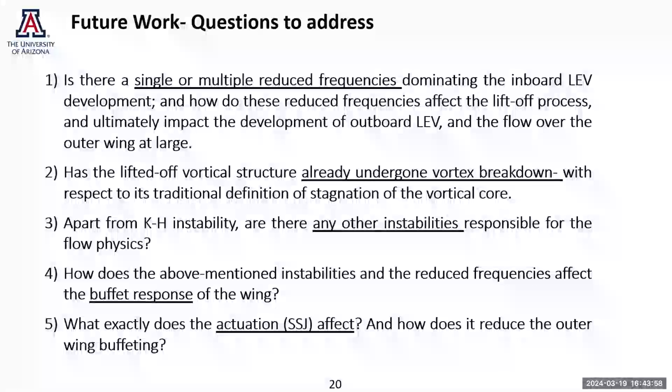Some of them are listed over here. Is there a single frequency or multiple frequencies at play during the leading edge vortex development? Needs to be investigated. The vortex that is being lifted off, has it already undergone vortex breakdown? Because according to literature, vortex breakdown usually happens at very high angles of attack, but we are in the moderate angles of attack range. So we are not quite sure, and we need to do more experiments to figure out if the breakdown has already occurred.